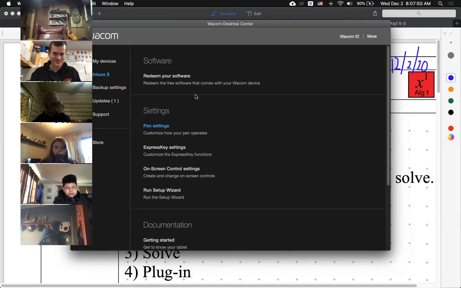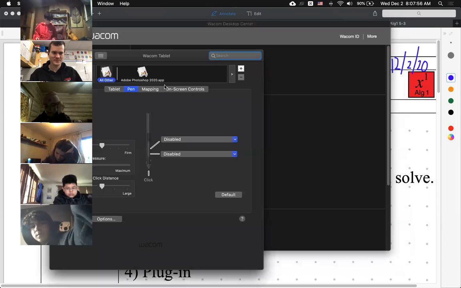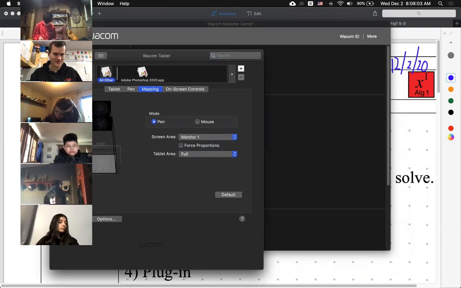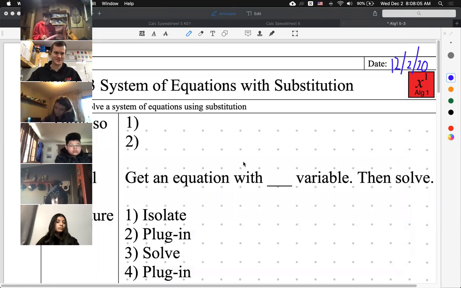Let's do settings. Sorry, guys. I've never done this before. Mapping. No, I want just monitor 1. There we go. Whew. All right, that was an easy fix.